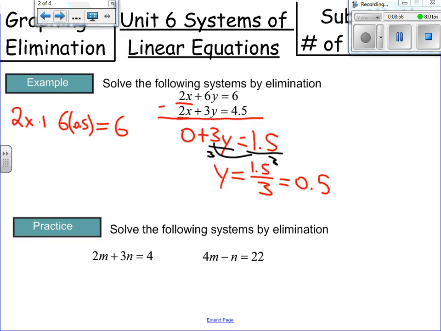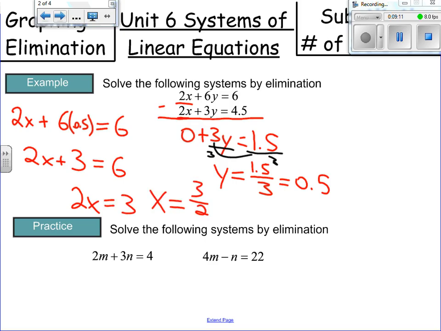Which just means 2x plus 3 equals 6. 2x equals 3, and x equals 3 over 2, or 1.5. There. There's 3. 6 times 0.5 equals 3.